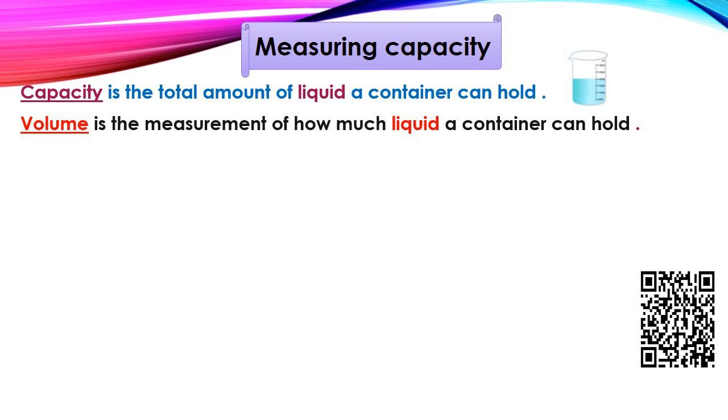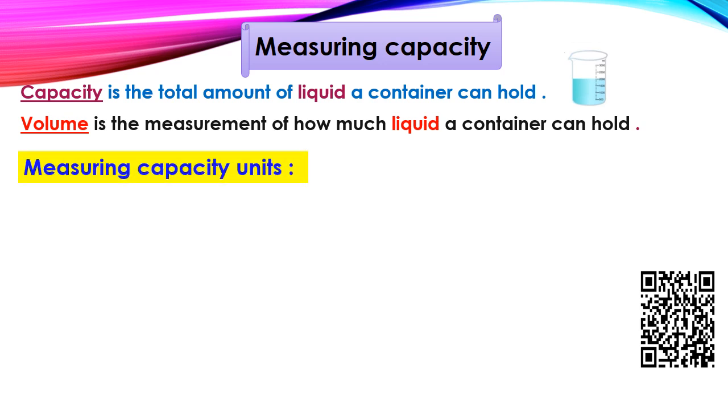And capacity has units, okay? Like the units of measuring length that we took before, for example meter, centimeter, millimeter. Okay, we use meter to measure the middle length and centimeter the small length, but millimeter the very, very small length. Like the units of measuring weight, like kilograms and grams. Here, let's study together the units of measuring capacity.